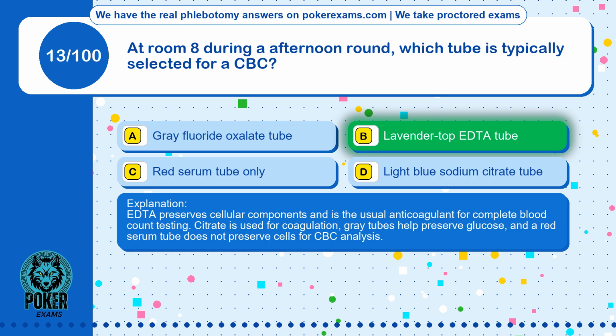EDTA preserves cellular components and is the usual anticoagulant for complete blood count testing. Citrate is used for coagulation, gray tubes help preserve glucose, and a red serum tube does not preserve cells for CBC analysis.